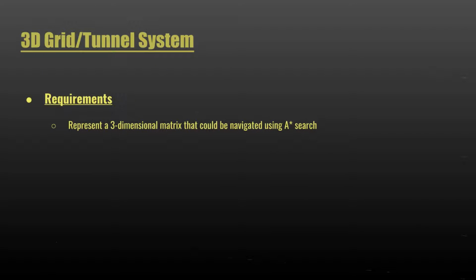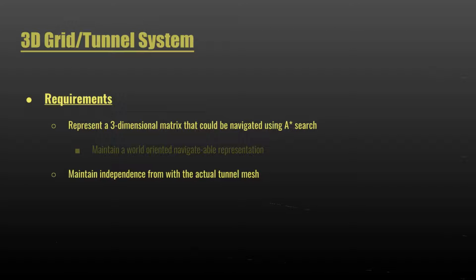What were my requirements? What did I need? Well, I needed a three-dimensional matrix that I could later navigate with an A-star search, right? I'm going to try and do some pathfinding and things, those cool things we learn in AI courses, right? And to do this, I need to maintain a world-oriented, navigatable representation, right? Which means I need my X to always be X, my Y to always be Y, my Z to always be Z.